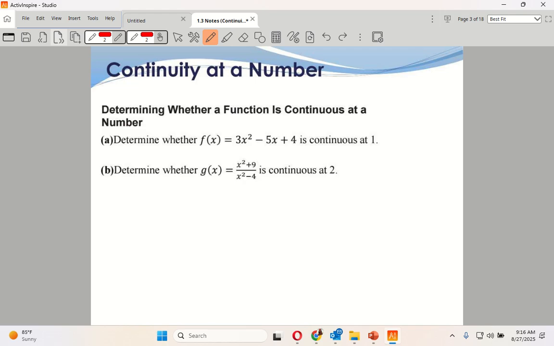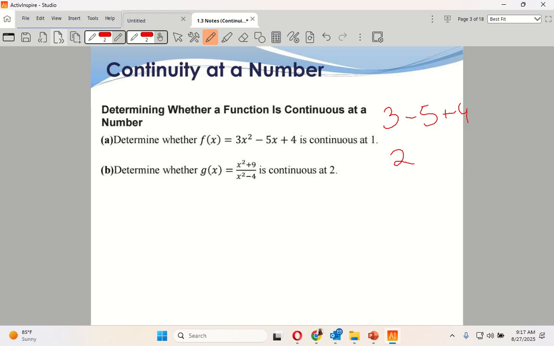All right, determine whether this is continuous at 1. Is there any holes in that one right there? No holes, no undefined, right? Just looking at the problem, I'm not going to find anything undefined. So now, can I plug in at 1? Yes, I can plug in at 1. So if I plug into 1, I should get 3 minus 5 plus 4, which is going to give me a grand total of 2.